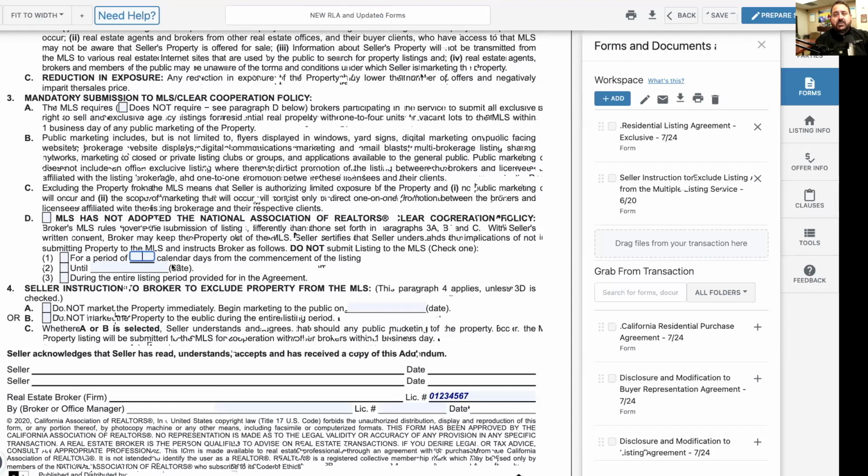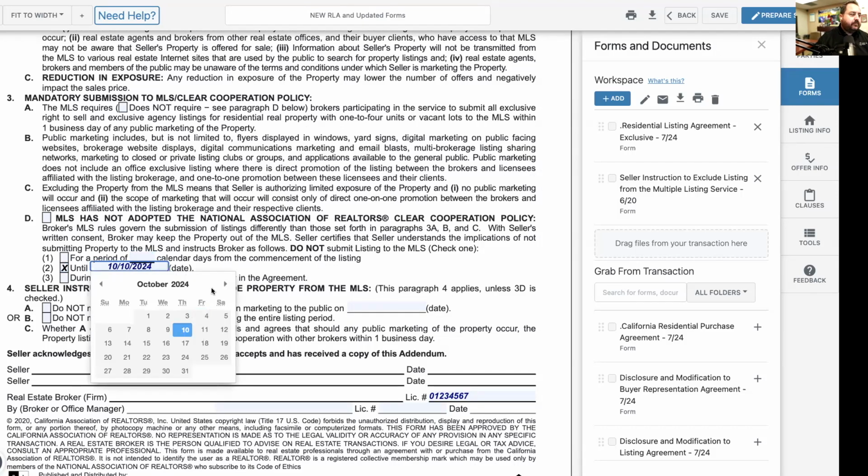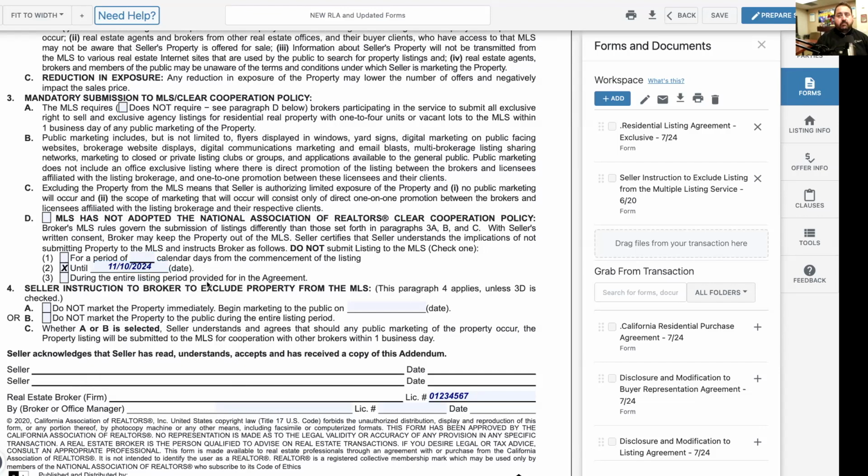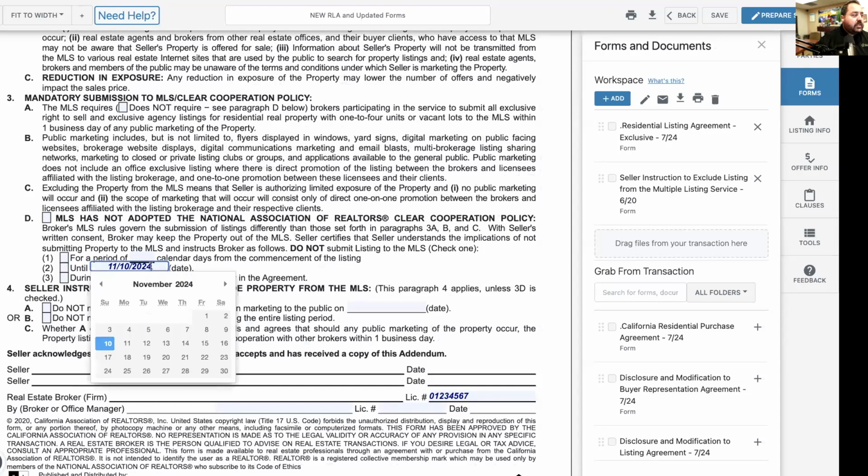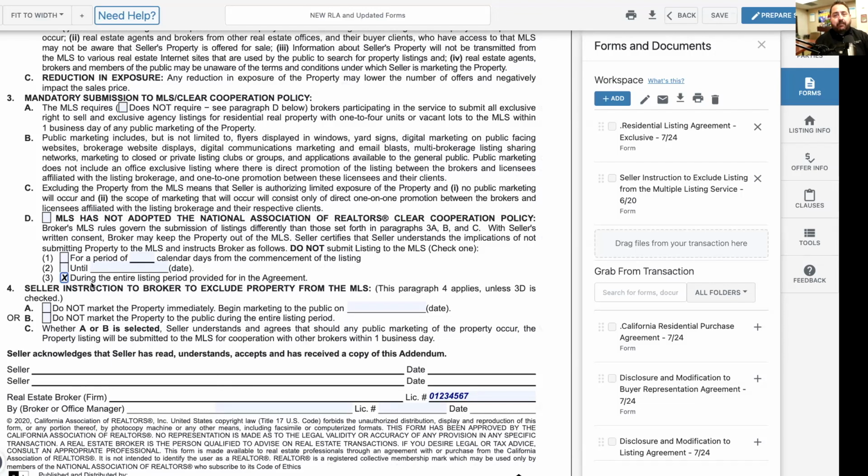Or I could say, we're going to do a specific date. Maybe the seller is doing some work. They don't want anybody to see it. They don't want to show it. Here we go. We're not going to market it for a month, let's say, till November 10th. Okay? You could do it that way. Or you could say for the entire listing period, do not put my property on the MLS. Do not market it. Now, what does marketing mean? Marketing means it can't go in the MLS.